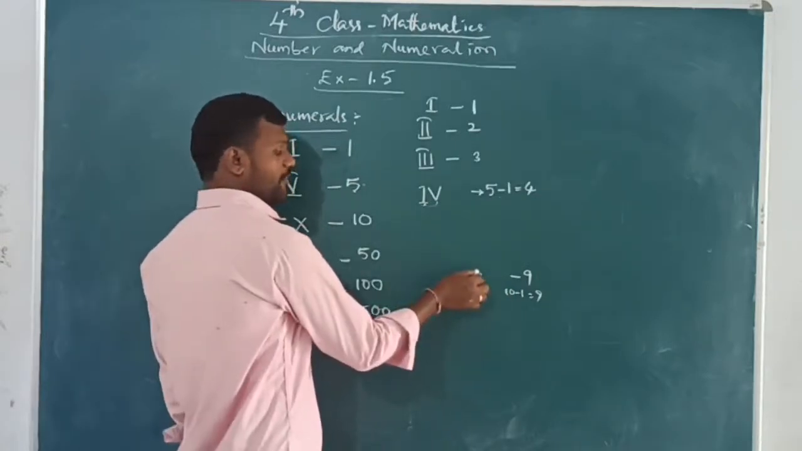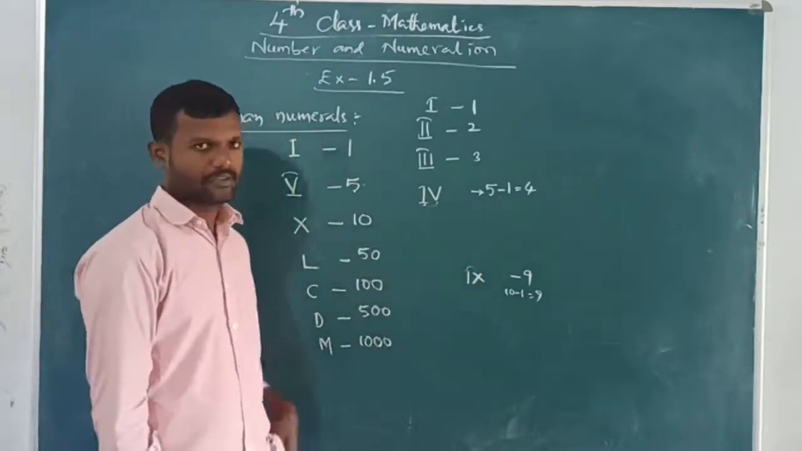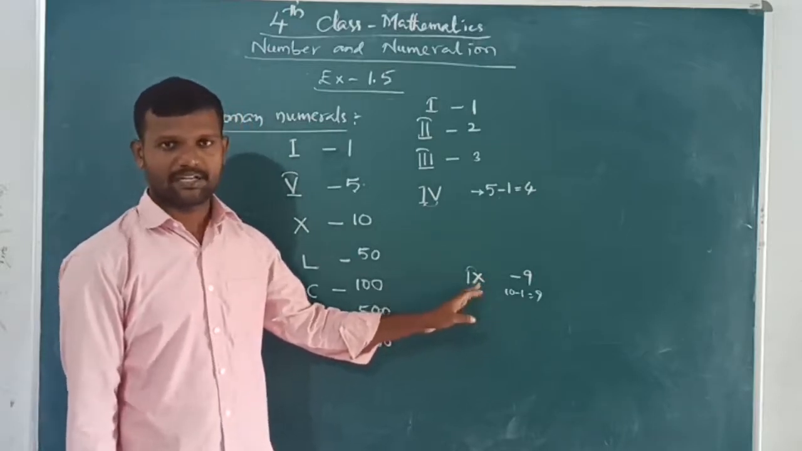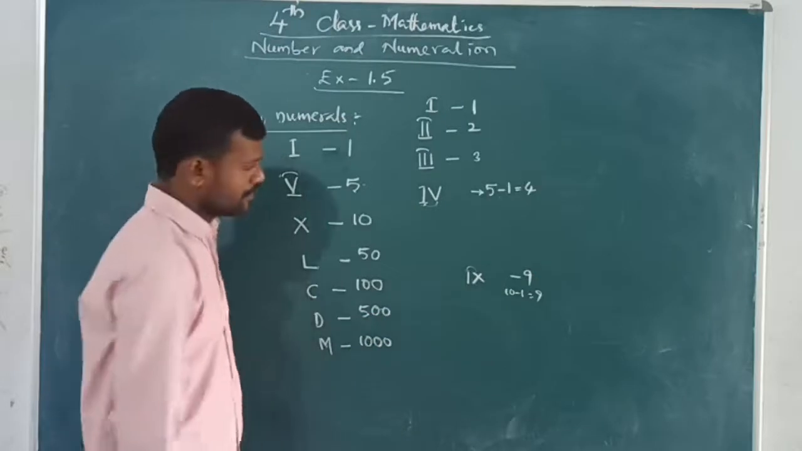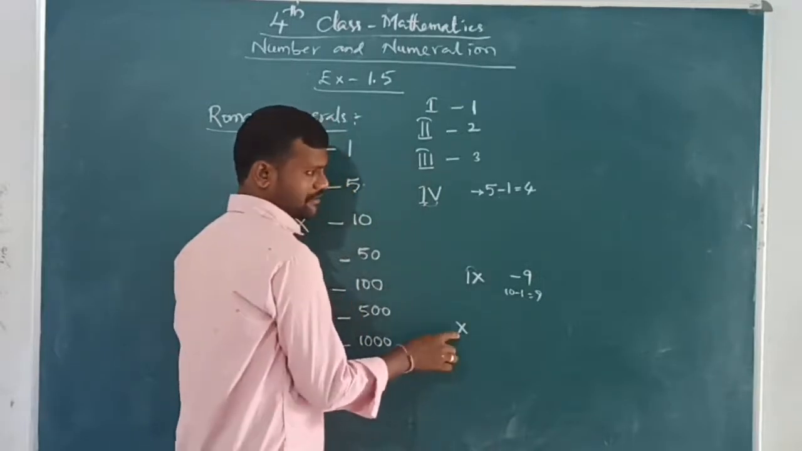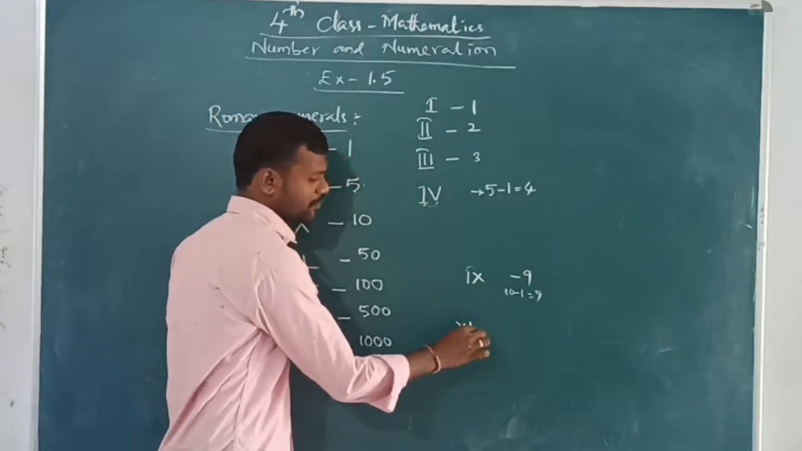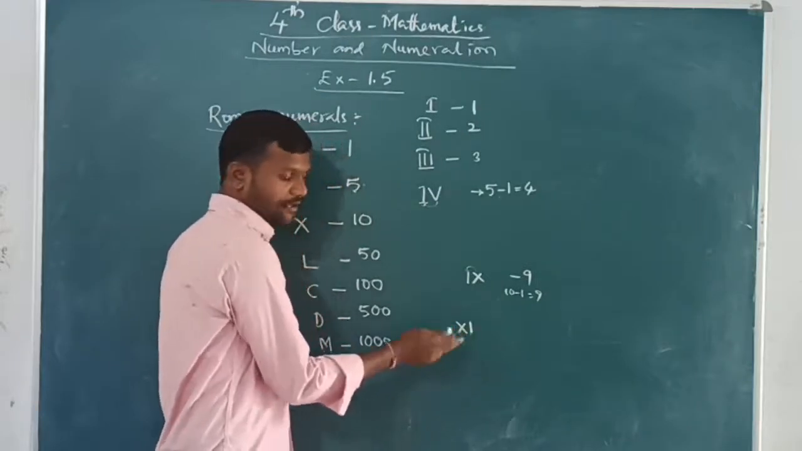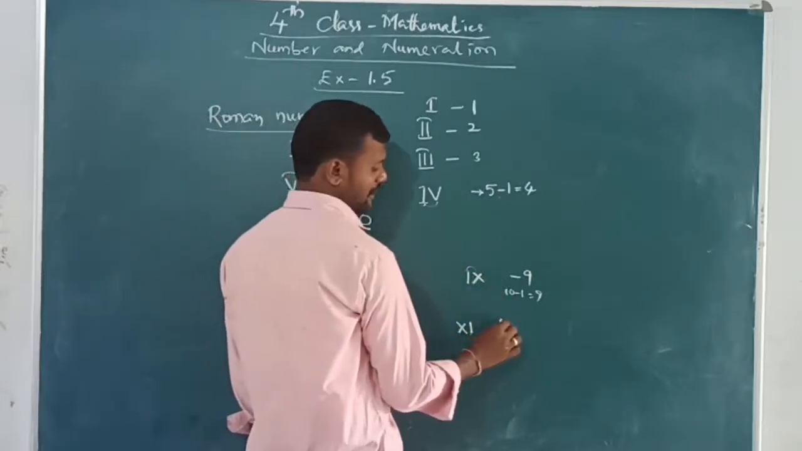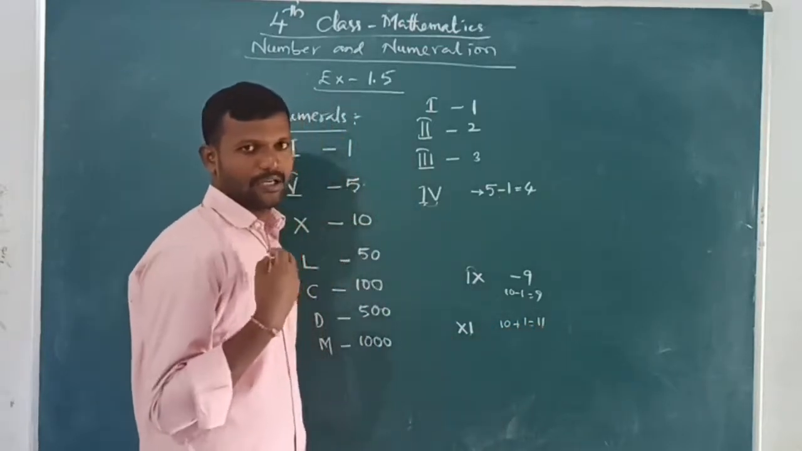Subtraction means before a bigger number we have to write a smaller number like this. This is 10, it is bigger, and this is 1, smaller. So if you write a smaller number in front of a bigger number, that is subtraction. Now if I want to write 11, I write X, which means 10, and if you write 1 on the front side, then you subtract. If you write on the back side, then it is 10 plus 1, which means 11.